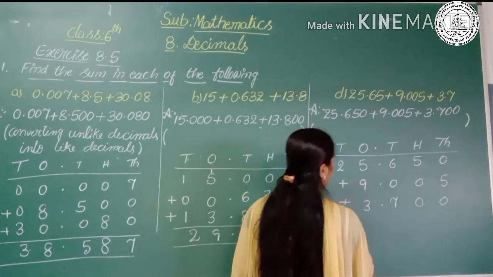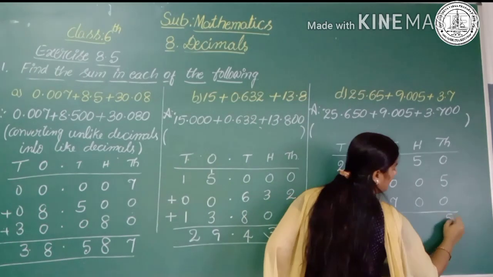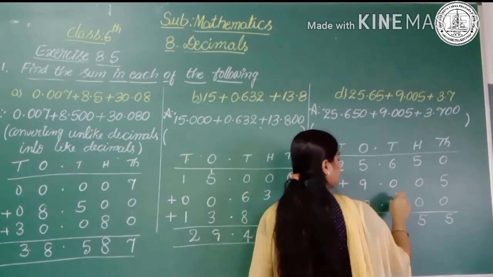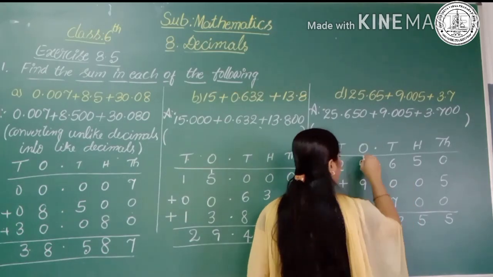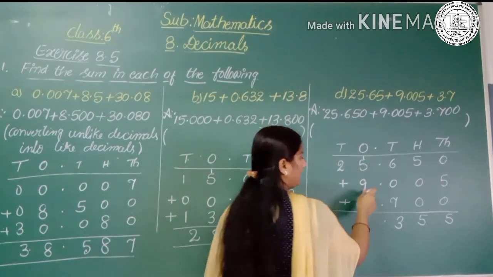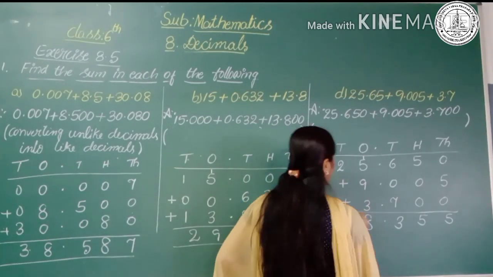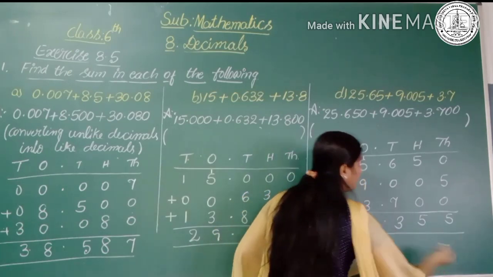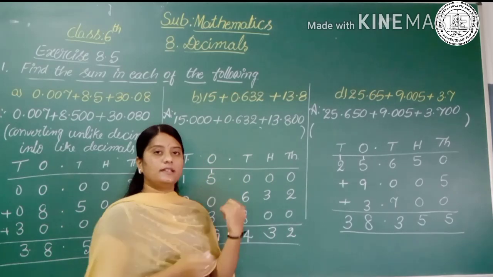Okay. Now add these three numbers. 0 plus 5 plus 0 is 5. 0 plus 0 plus 5, 5. 7 plus 0 plus 6 is 13. 3 here, 1 carry. Keep the point. 1 plus 5, 6. 6 plus 9 is 15. 15 plus 3 is 18. 1 carry. 1 plus 2 is 3. Yes, the sum is equal to 38.355. Okay, is it clear?